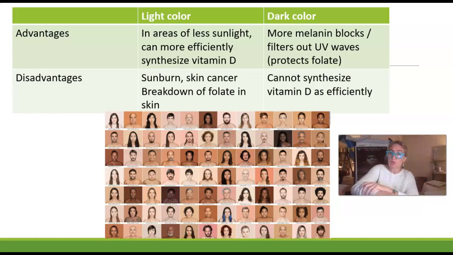Darker pigmentation, or darker color of skin, has an advantage in very sunny, high UV areas. It helps filter out those UV rays, protecting the folate. Wonderful, it protects your folate, so you have an advantage. You're able to reproduce more successfully. Think about this: pregnant women are told to take folic acid. That's a type of folate.